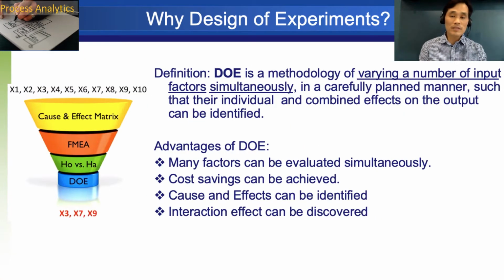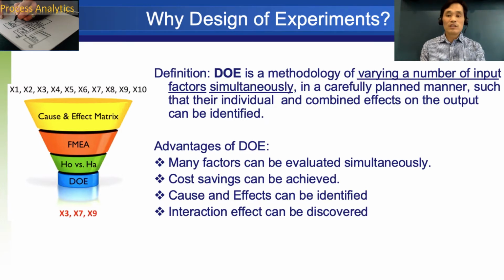Why design of experiments? There are so many factors that come into the picture of process analytics. Instead of working with the trivial many, it is critical for the business to come down to the vital few. Design of experiments is an effective way to determine what factors to screen out or in. DOE, design of experiment, is a methodology of varying a number of input vectors simultaneously in a carefully planned manner, such that their individual and combined effects on the output can be identified.